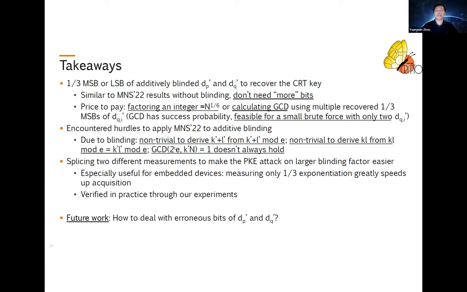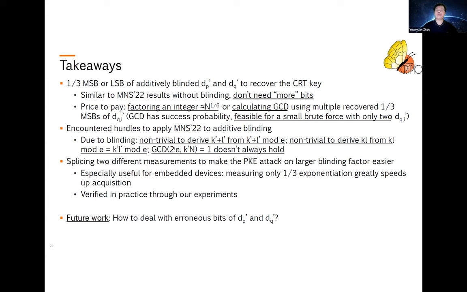And the last thing is about the advantage of this attack, especially for embedded devices. Because as I said, imagine you only need to measure 1/3 of the exponentiation. For side channel attacks, the measurement time is very significant, so this will greatly speed up the acquisition. Based on our experiments, we practically verified this. We don't need to use the same measurement for DP prime and DQ prime. We can use different measurements, targeting DP prime and or DQ prime.